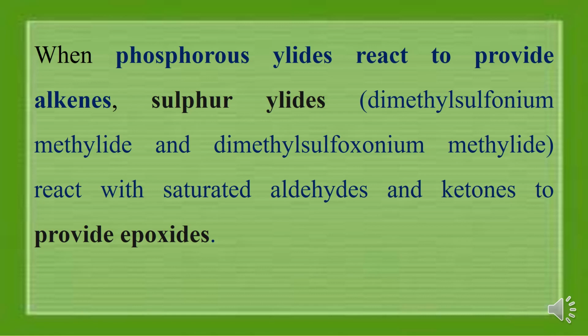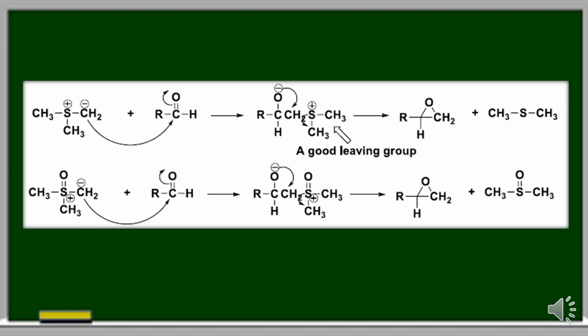When phosphorus ylides are treated with aldehydes or ketones, we end up with alkenes. That is what we call the Wittig reaction. Whereas the sulfur ylides, on treatment with aldehydes or ketones, give epoxides. Here I have given examples for the reactions of sulfonium ylide and sulfoxonium ylide with aldehydes.